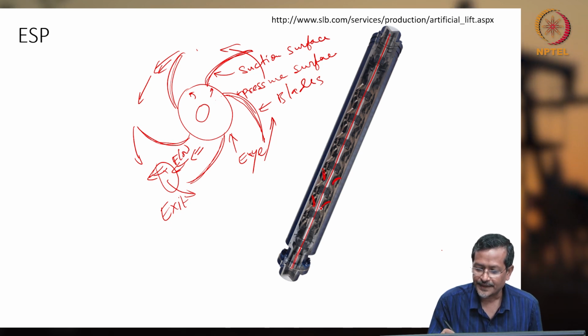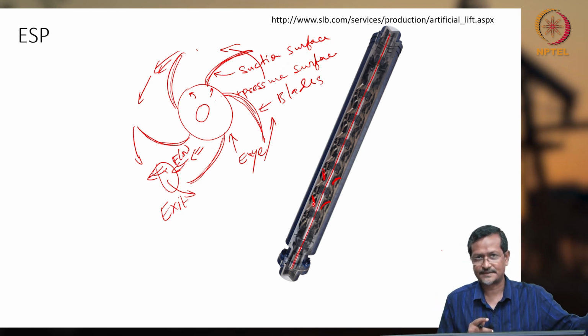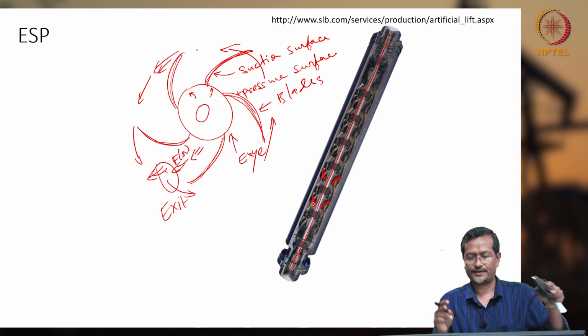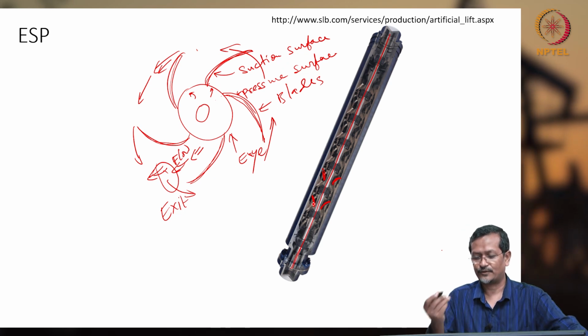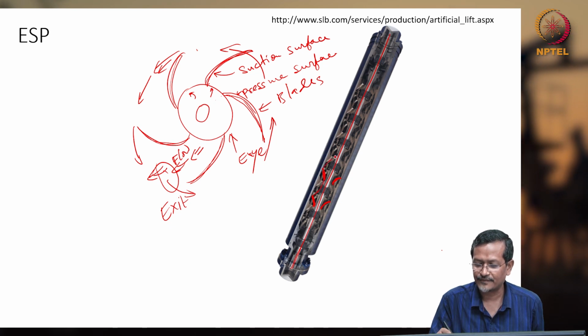Okay, impellers are like this. What is the purpose of the impeller? The impeller is giving energy to the fluid. Then the impeller will be connected to the diffuser, so the fluid is going to the diffuser. Then again impeller, then diffuser, impeller, diffuser.